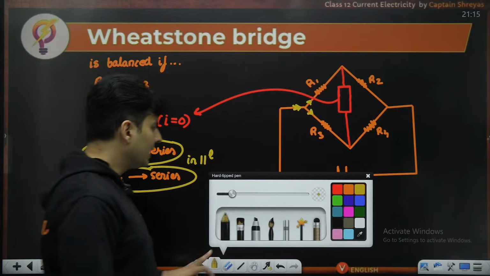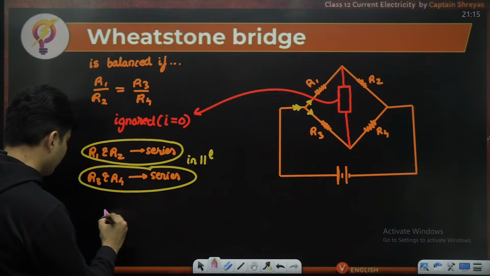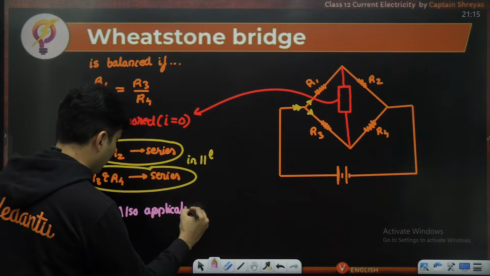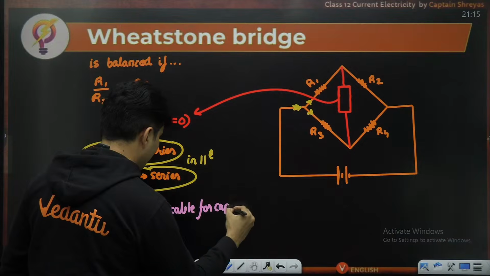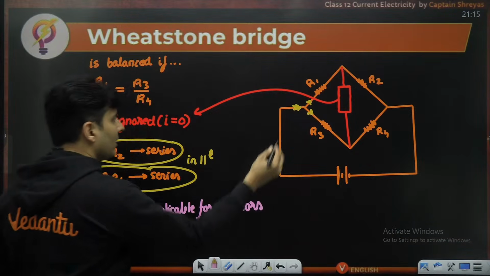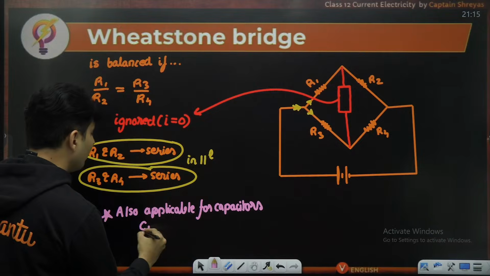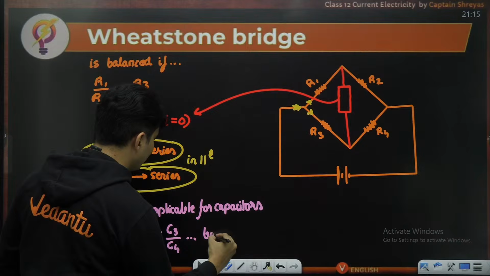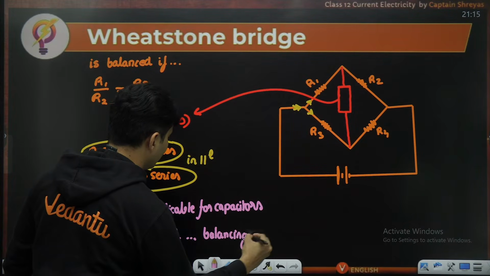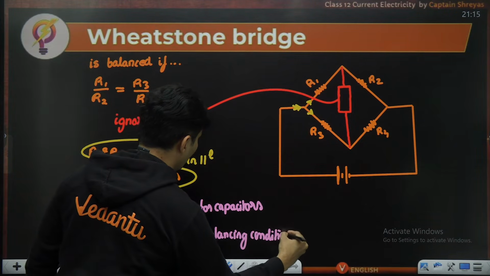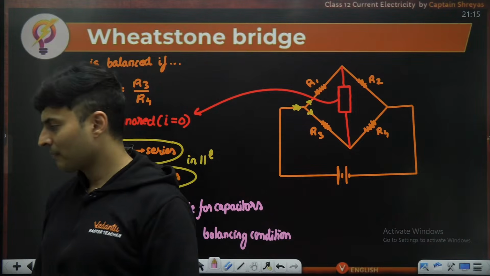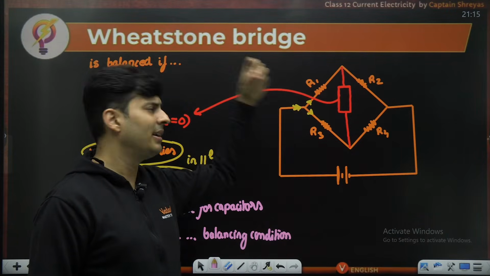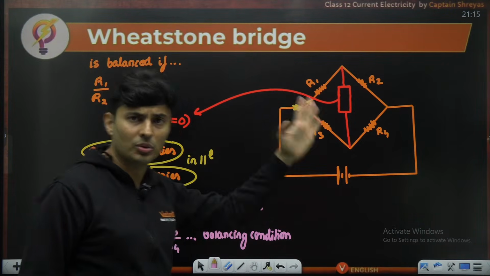Very straightforward. It is also applicable for capacitors. So in case of capacitors, if you replace this with capacitors, it will be like C1 by C2 will be C3 by C4. This is the balancing condition. When it is balanced, no current will flow in this part of the circuit. Clear? This could be anything, voltmeter, galvanometer, ammeter, resistor, anything will not show any deflection.